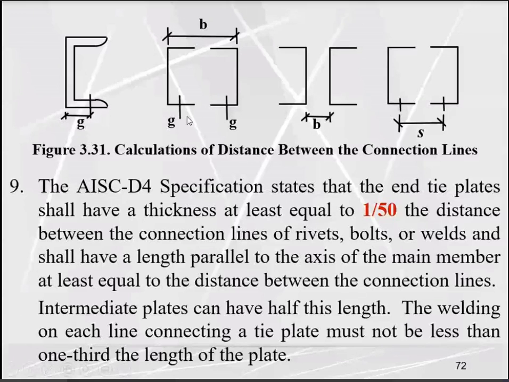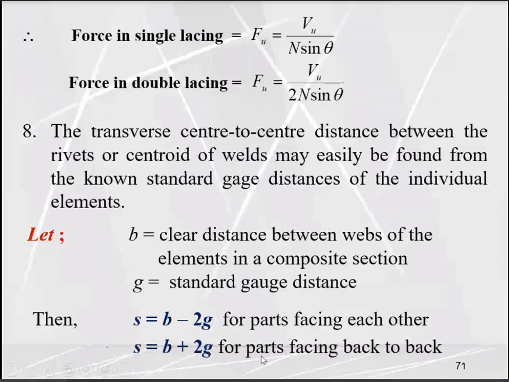So in this case, S is B minus 2G. If the flanges' built-up section is made by placing the webs back to back, S will be B plus 2 times the G value for parts facing back to back.